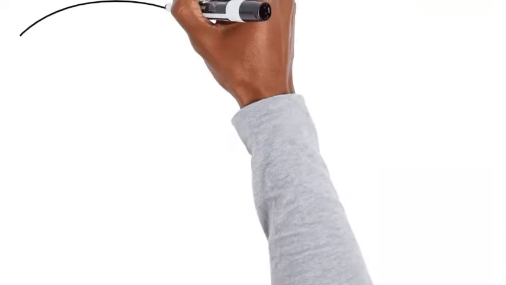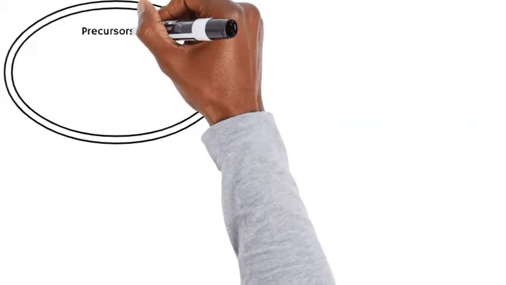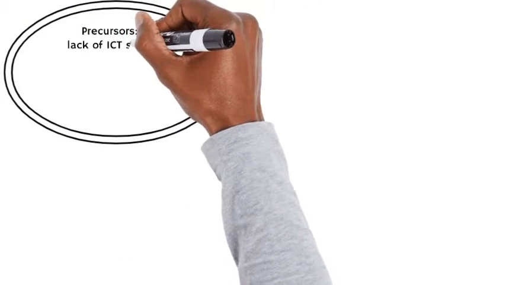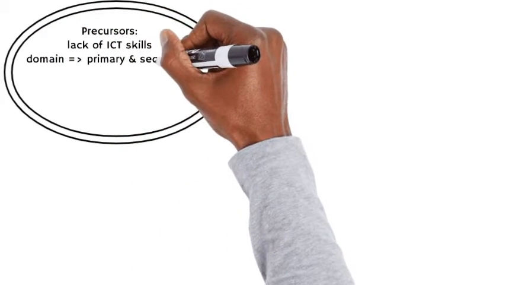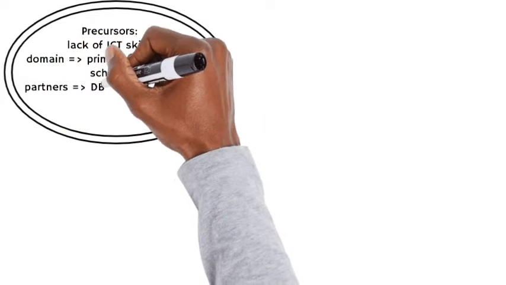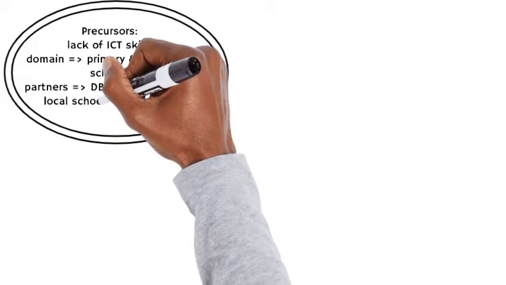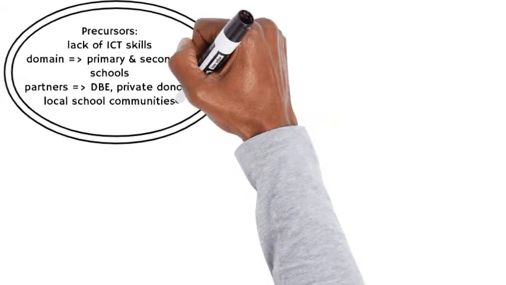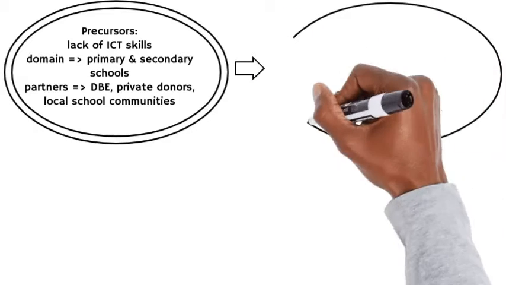The ICT value chain aspects of this project have precursors like the lack of ICT skills in educators and learners. Our operational domain is within the primary and secondary schools. The proposed partners in this project include the Department of Education, private donors, and the communities local to those schools.